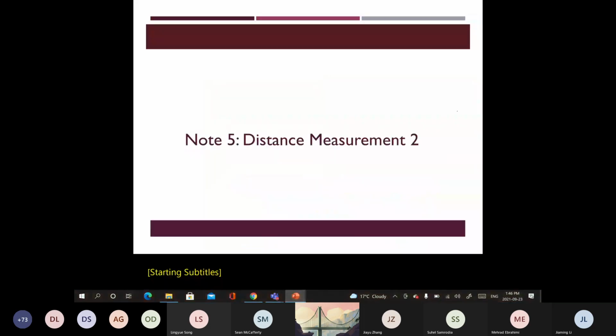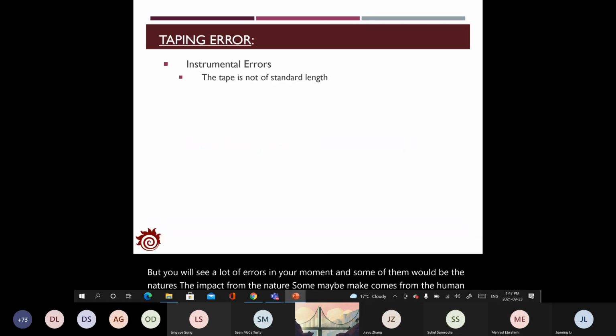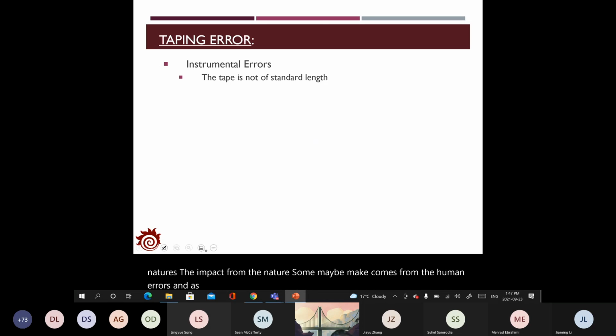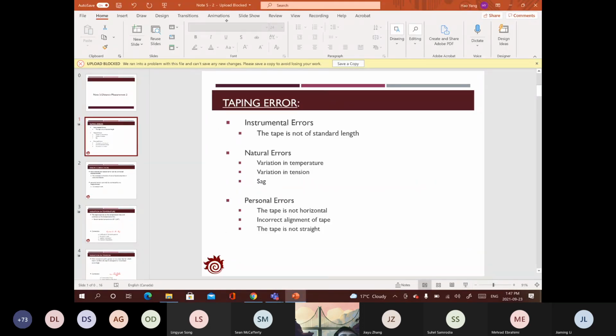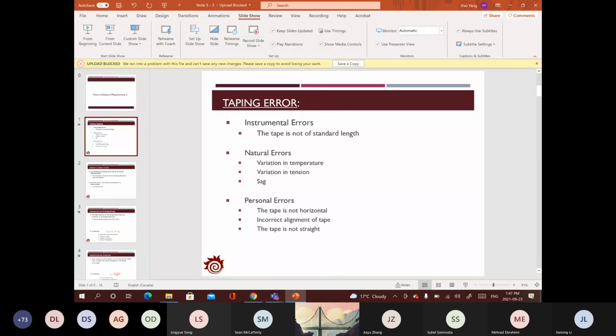Okay. So following the fundamental distance measurement with tape, in reality, you will see a lot of errors in your measurement, and some of them would be from nature, the impact from the environment. Some may come from human errors, and as surveyors, we need to know how to solve the potential issues and how to correct the errors.